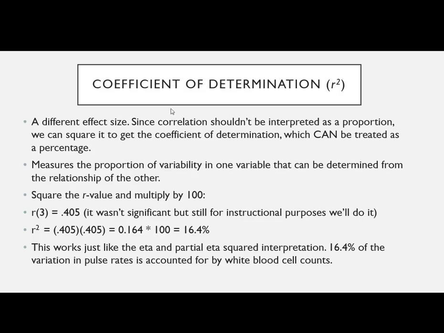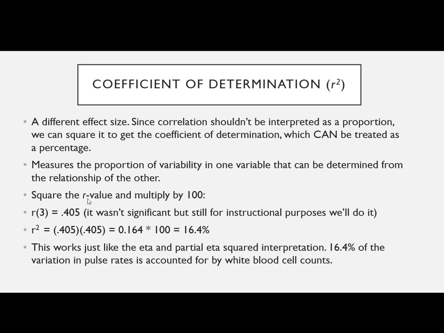corner. Coefficient of determination is a different effect size. Since correlation shouldn't be interpreted as a proportion, you can square it to get the coefficient of determination, which can be treated as a percentage. You don't typically do this for correlation, you do this for regression, and we'll see that. But you could measure the proportion of variability in one variable that can be determined from the relationship of another.